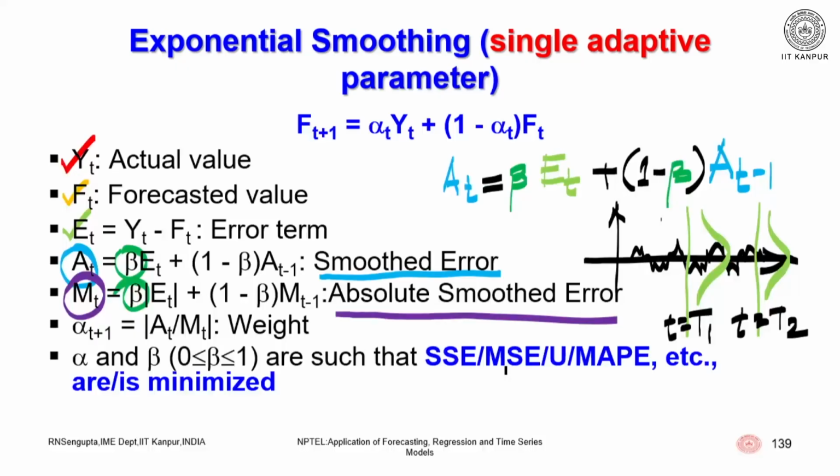And the main idea, again I am stating, is to minimize the metric, which can be the sum of squares, mean square error, U statistics, MAPE, and all these things which we have already mentioned time and again.